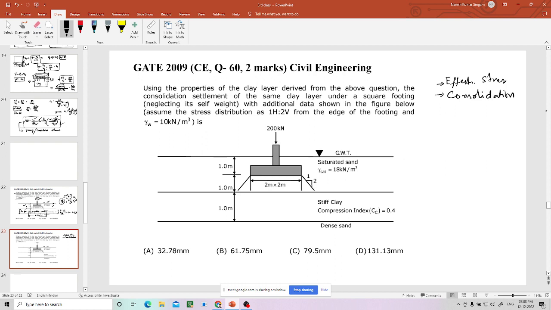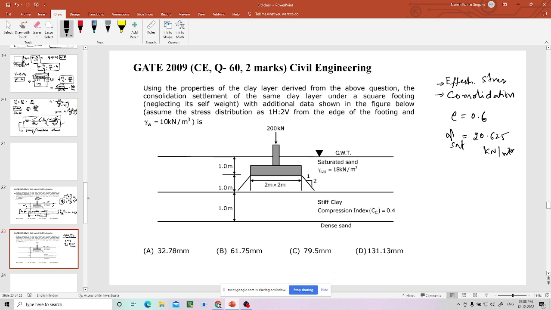Now we'll go through this problem once, using the properties of the clay layer derived from the above question. So what are those properties which we have derived? One is void ratio, which is equal to 0.6. Another one is saturated unit weight, that is equal to 20.625 kilonewton per meter cube. Okay, so e does not have units.